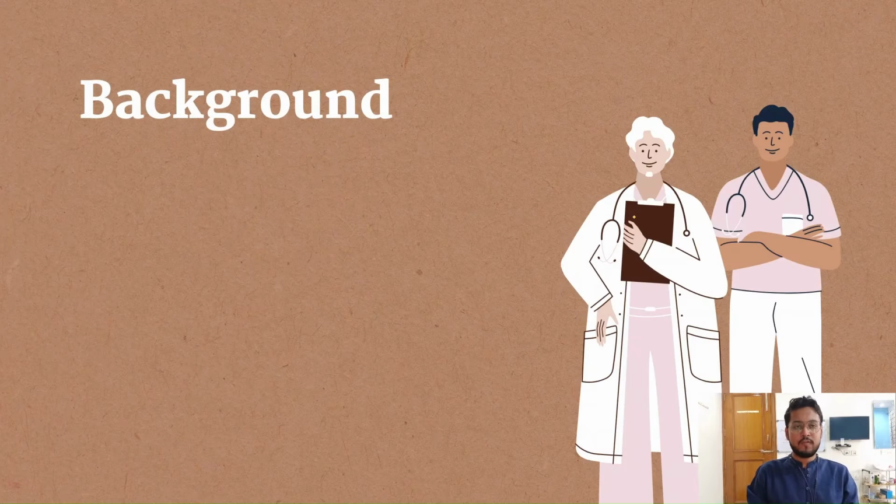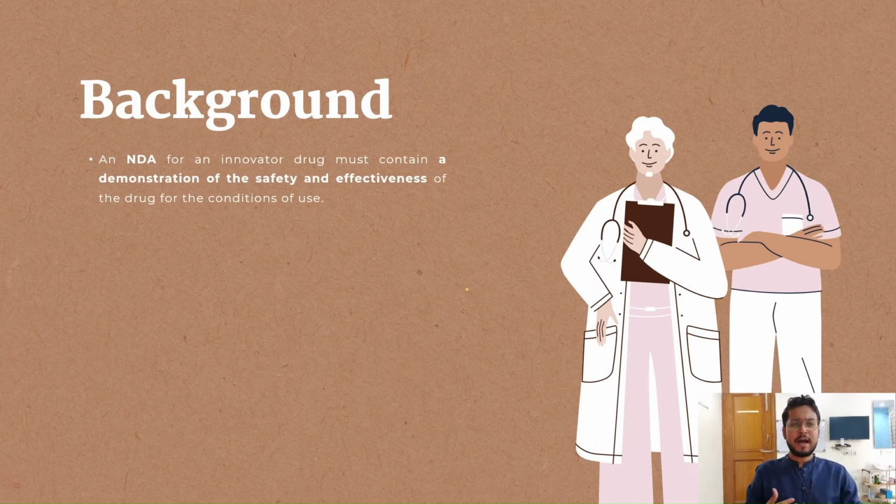So let's have some background first. Safety and efficacy become very important when it comes to any pharmaceutical drug product, and that is the reason whenever an innovator submits an NDA, or new drug application, the first thing that they need to show to the regulatory agencies is the safety and effectiveness. And how do they show this? They conduct clinical trials. As you all know, there are 4 phases of clinical trials, and through those 4 phases they give the evidence to the regulatory agencies that their product is safe and effective.